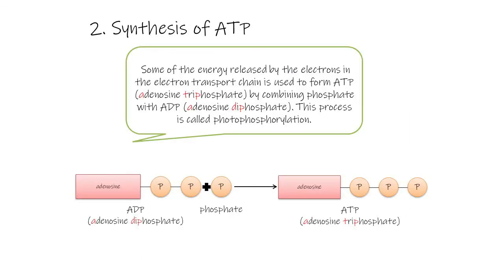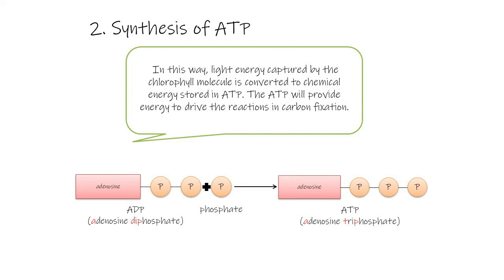Secondly, the synthesis of ATP. Some of the energy released by the electrons in the electron transport chain is used to form ATP, adenosine triphosphate, by combining phosphate with ADP, adenosine diphosphate. This process is called photophosphorylation. In this way, light energy captured by the chlorophyll molecule is converted to chemical energy stored in ATP. The ATP will provide energy to drive the reactions in carbon fixation.